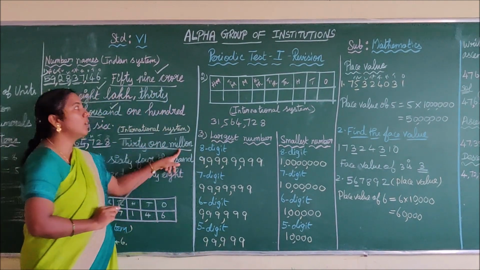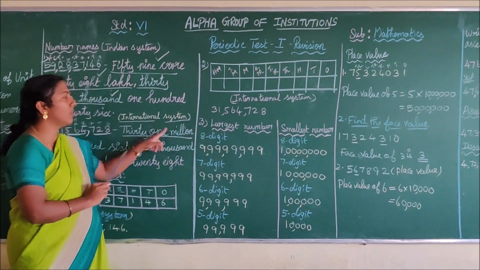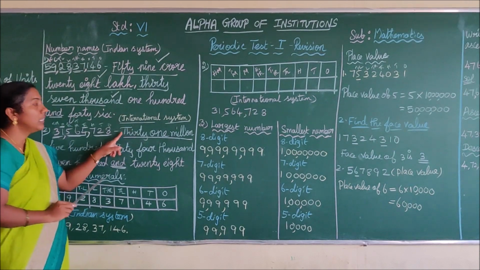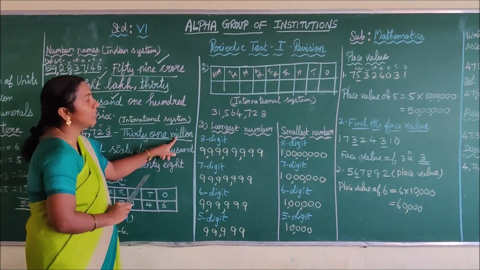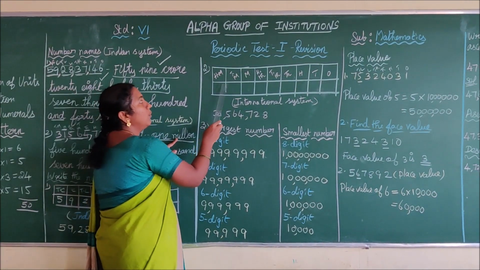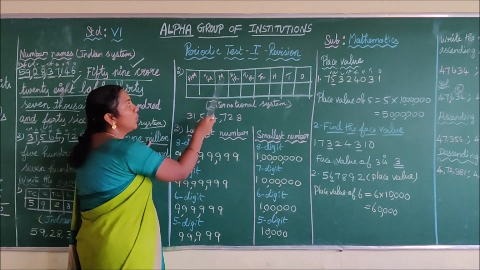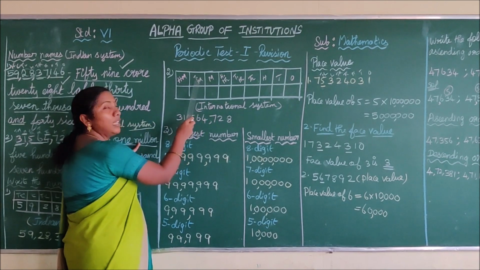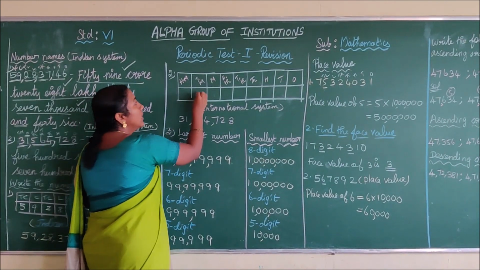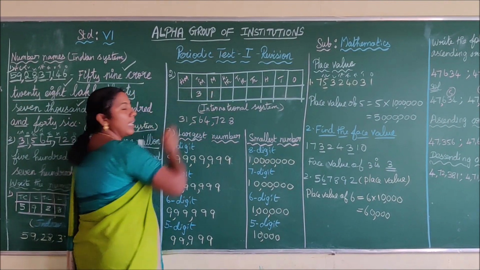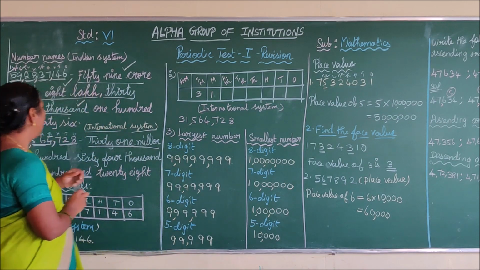Next we are going to write the numbers for this given number name. 31 million. 31 million means here you have to leave this hundred million place. 31 is a 2-digit number, so you have to use the million place value and the ten million place value. So 31 million. Is it clear, children? See the next one.